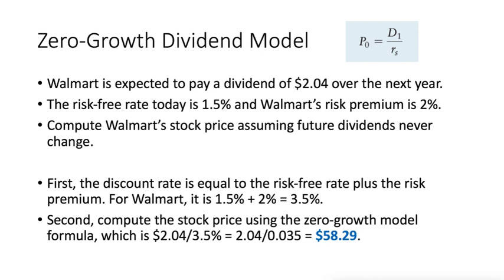First of all, we need to know the discount rate. The discount rate is the summation of the risk-free rate and the risk premium. So 1.5% plus 2% equals 3.5%. Second, we can use the zero growth dividend formula, which is simple. You see it in the upper right-hand corner. That makes it 2.04 divided by the discount rate, 3.5%, and that gives us $58.29.